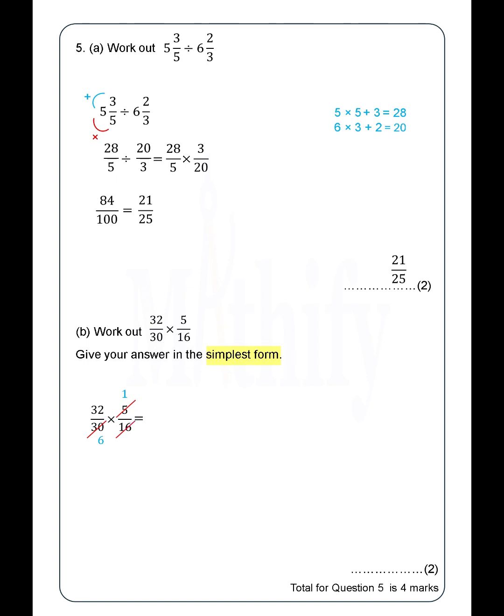For 32 and 16, both numbers are multiples of 16. So divide them by 16. 16 divided by 16 is 1. 32 divided by 16 is 2. So 2 out of 6 multiplied by 1 out of 1, which is equal to 2 out of 6. But the question says give your answer in its simplest form, which means you need to simplify. If you don't simplify the fraction, you will lose the marks. So 2 out of 6, both numbers are multiples of 2, so divide both by 2. So 2 out of 6 can be simplified into a third.